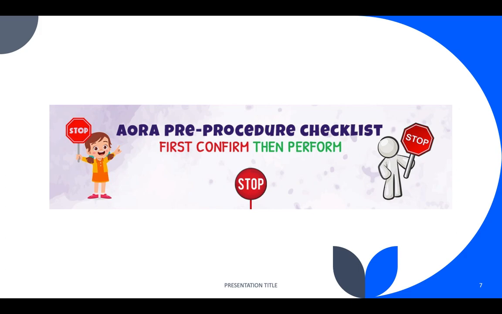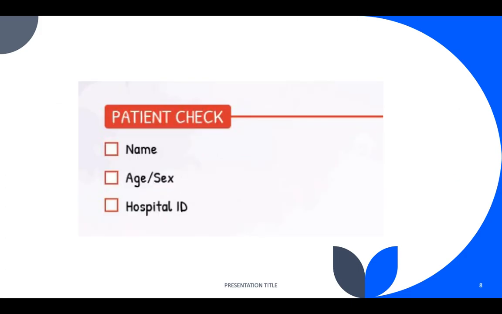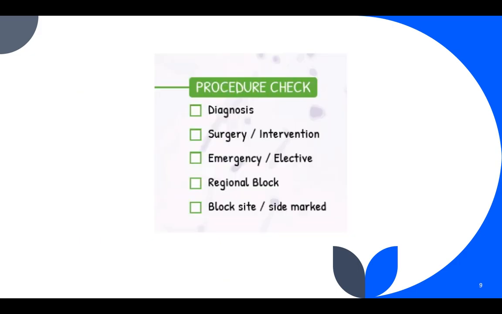It says that we have to first confirm, then perform. So we have to stop before we block. We have to check the patient's name, age, sex and hospital ID, whether we are giving the block to the right patient or not. Then we have to check the procedure, like diagnosis, surgery and intervention, whether it is emergency or elective.